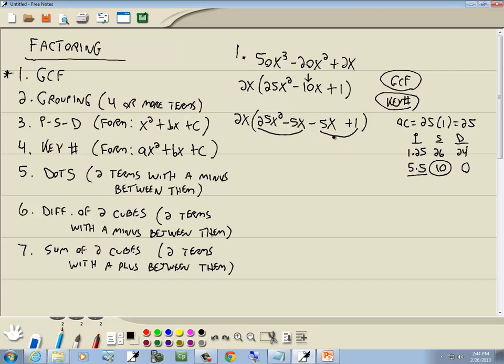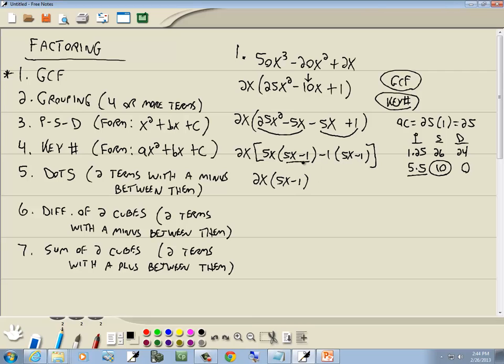Then we want to use grouping on what's inside the parentheses. I look at my first group. They have a 5 and an x in common, and that gives me 5x minus 1. Second group doesn't have anything in common, but remember with GCF, anytime your first term is negative, you factor out a negative. So I factor out a negative 1. And that gives me 5x minus 1. Which gives us 2x times the quantity 5x minus 1.